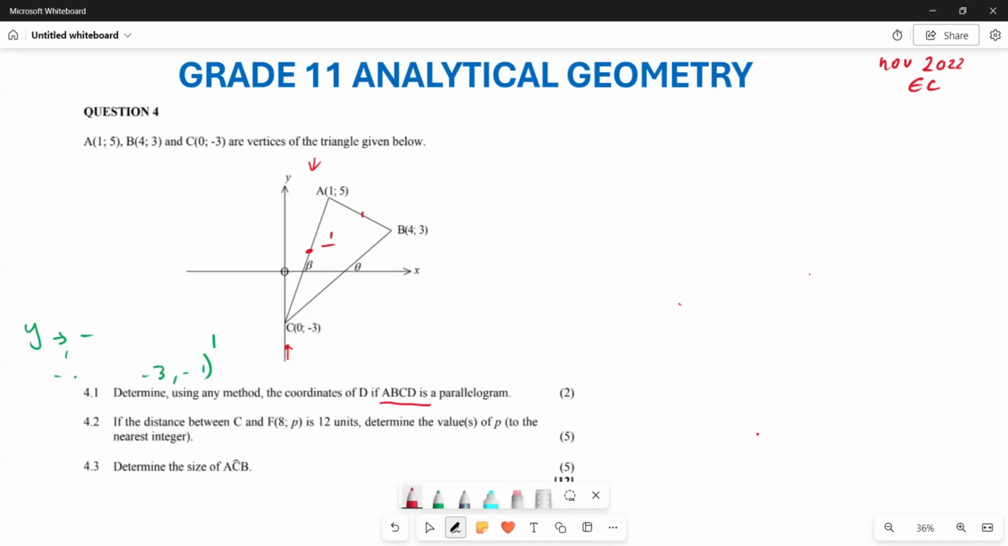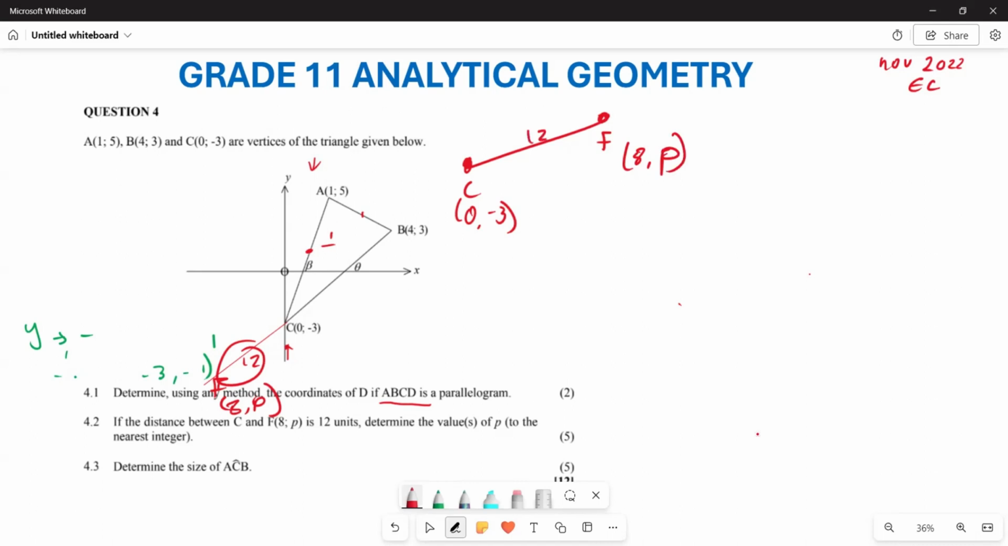So they are saying we are not sure of your F, but the distance between these two is going to be 12 units. And they are giving us the coordinates of your F, that this is 8 and p. Now, the best thing that you can do from here, let me just write this. Let's say these are the two coordinates, C and F. Your C is 0 and negative 3. Your F is 8 and also p.